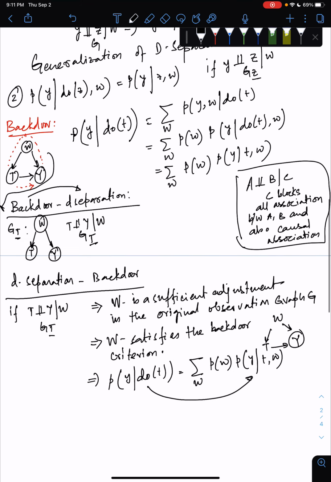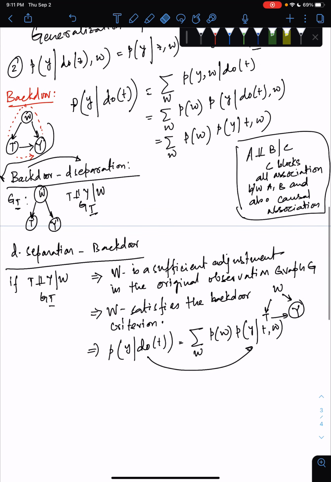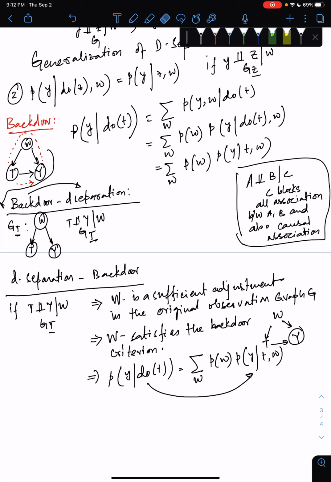Now the second rule of do-calculus is exactly the same thing. We are given a graph where we remove all the edges going out of Z, and in this particular graph we have this particular relationship between Y and Z.